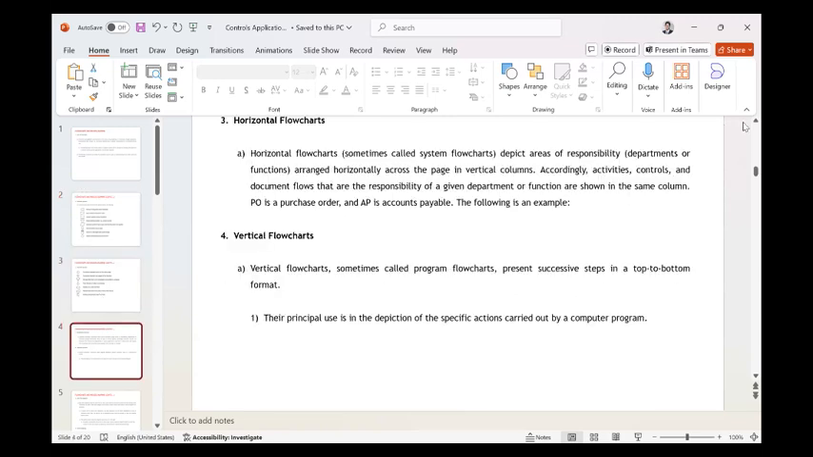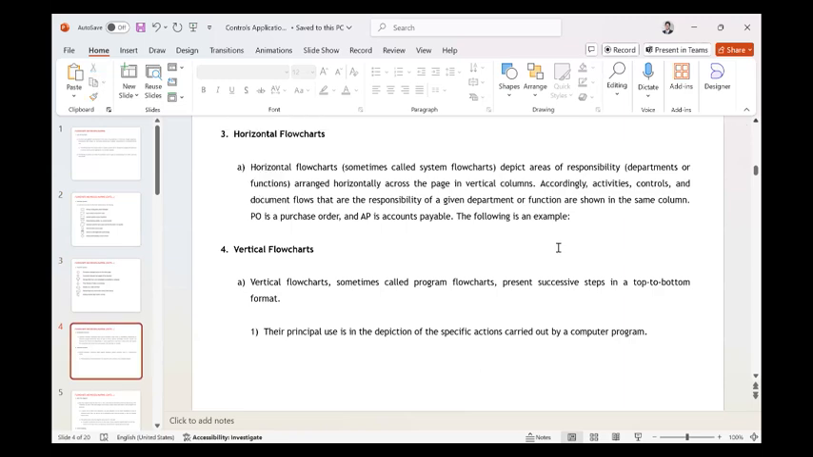Then there are two types of flowcharts, horizontal flowcharts and vertical flowcharts. Vertical flowcharts are what we usually draw, where we start at the top and go down. Then you see all these boxes on slide 2. It shows all the successive steps. It shows the information flow. You also call vertical flowcharts program charts. Then you have horizontal flowcharts. Another name for horizontal flowcharts is system flowcharts.